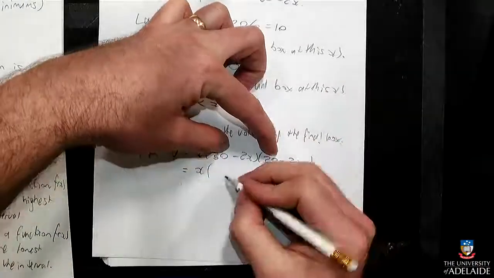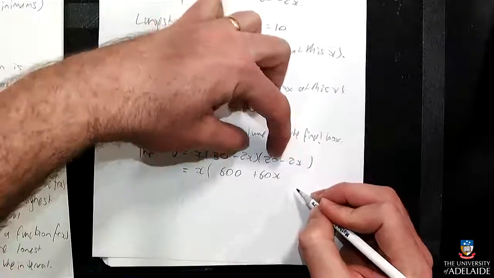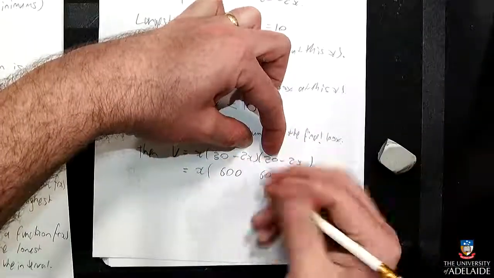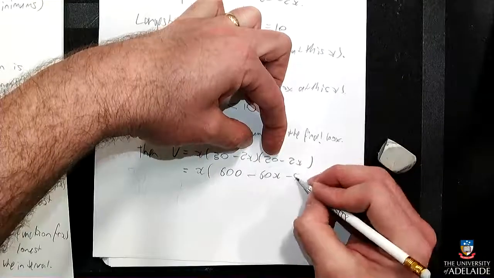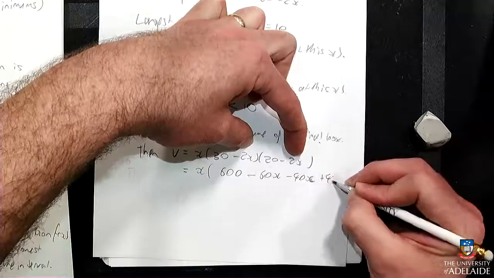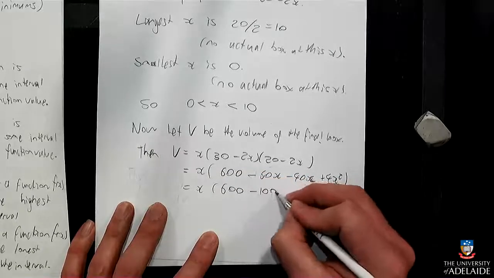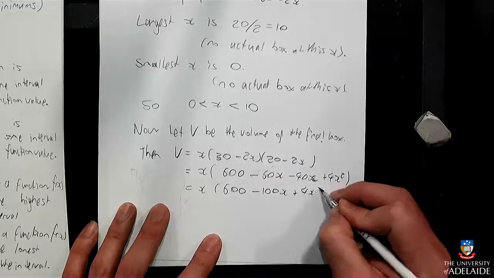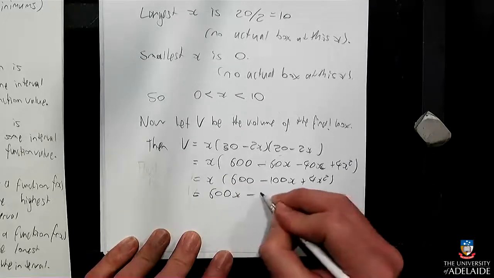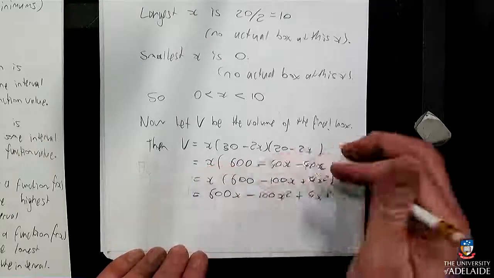So 30 times 20 is 600. 30 times 2x is 60x. Oh, that'll be a minus 60x though. 2x times 20 is minus 40x. And minus 2 times minus 2 is 4, and x times x is x squared. So that's x times 600 minus 100x plus 4x squared. And so I've got 600x minus 100x squared plus 4x cubed. Now I'll find the turning points.